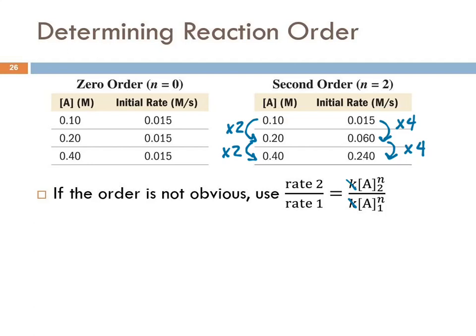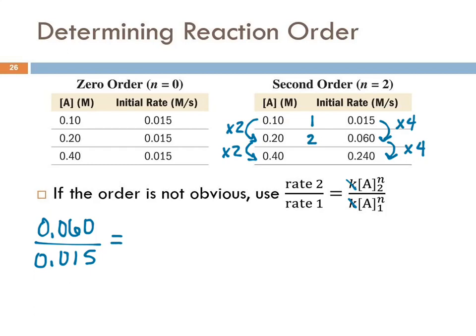Which point do you want to use as number 2? We're going to use this table, and we're going to pick one line to be 1 and another one to be 2. Doesn't matter which one. The first one first. We could make the first line number 1 and the second line number 2. How's that? So rate 2 is 0.060, and rate 1 is 0.015.